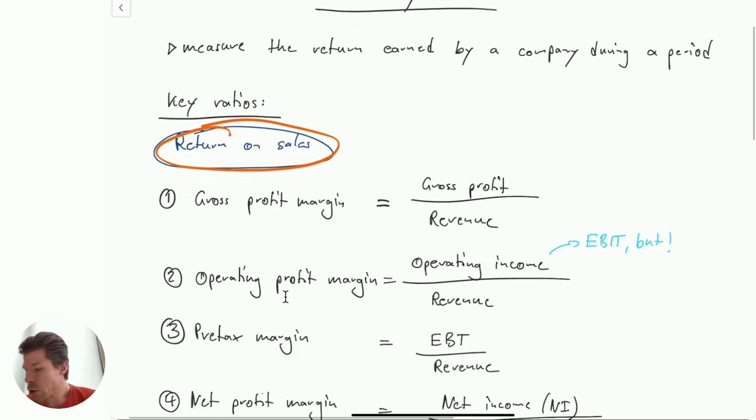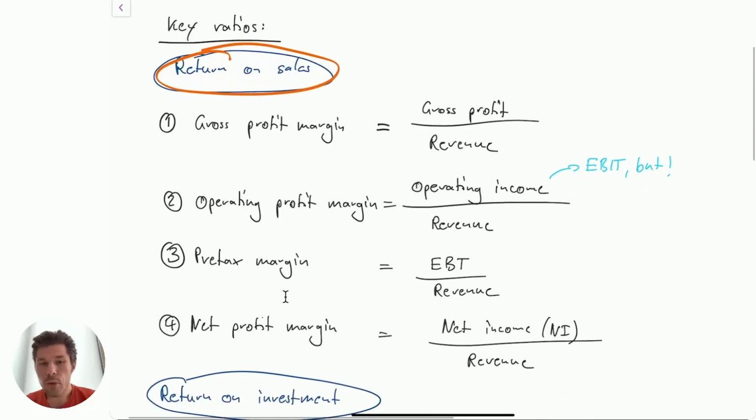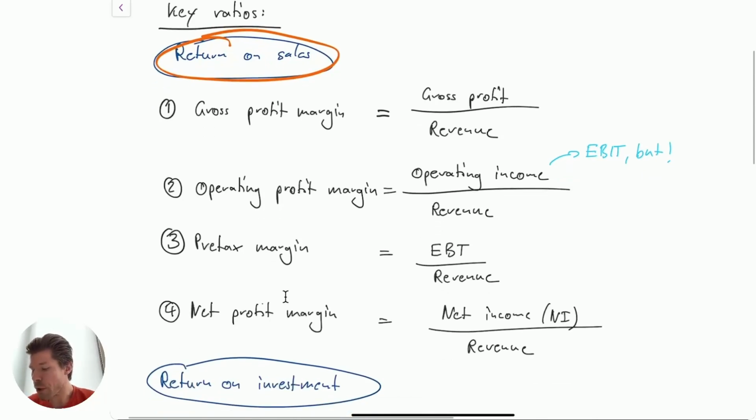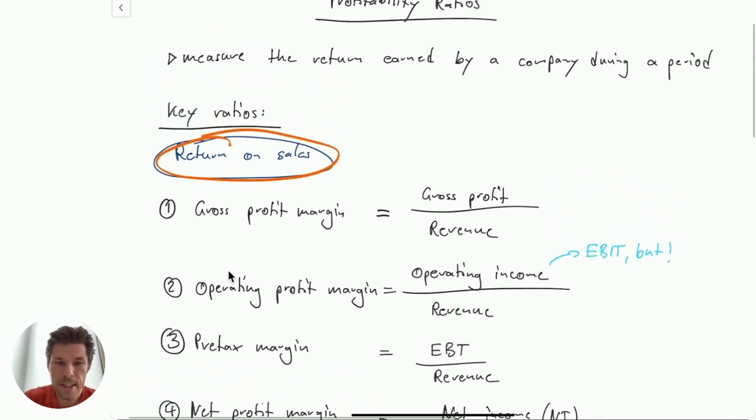Let's get started. There are two key areas. One is based on return on sales and the other one is on return on investment. When we talk about sales here, it's basically the same as revenue. We usually say return on sales, return on equity, return on assets, but whether we call it sales or revenue, it doesn't really matter.